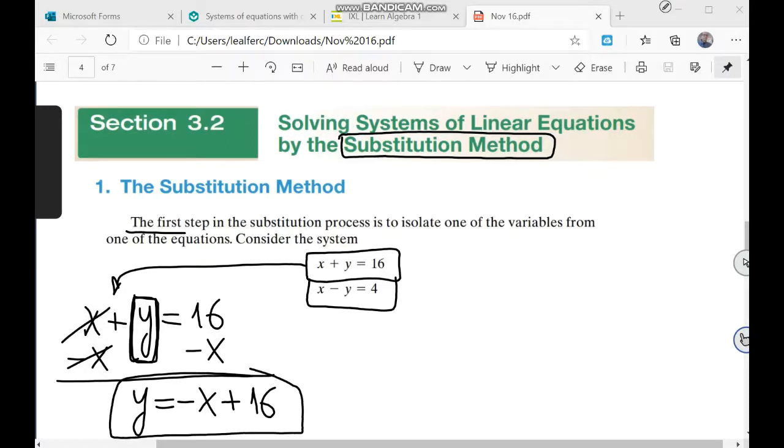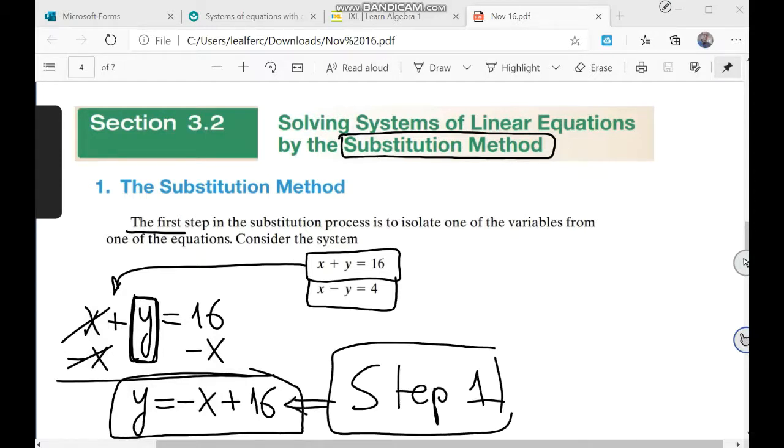This is how we do the first step. Step number 1: isolate one variable on the left hand side and move everything else that's not this variable to the right hand side of the equation.